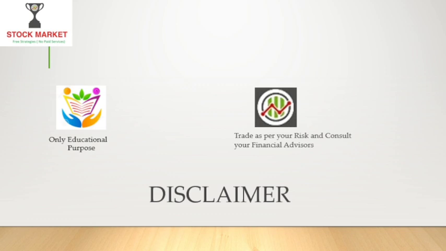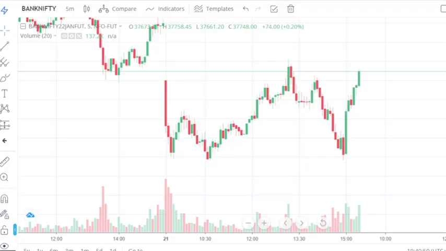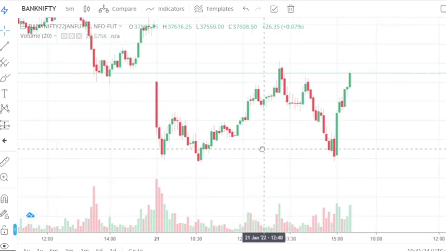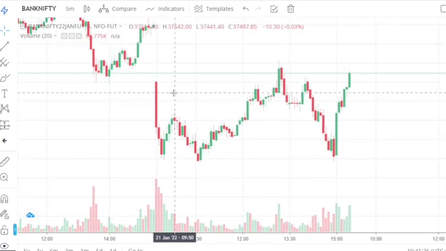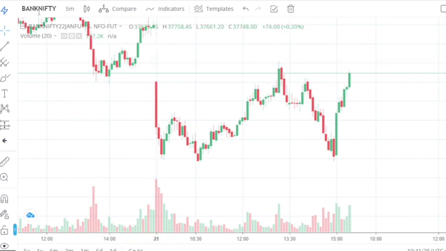So now I am moving directly to the chart of Bank Nifty. This is the day chart of Bank Nifty. We have the same setup just like Nifty. We have the Bank Nifty 5-minute chart and we have added a volume candle here. So this is our setup basically.